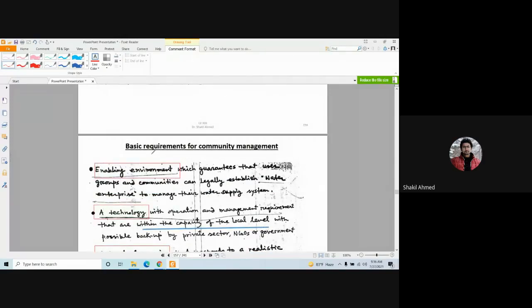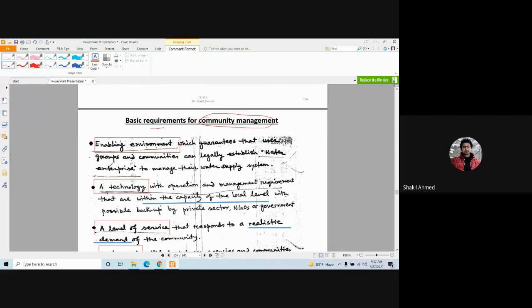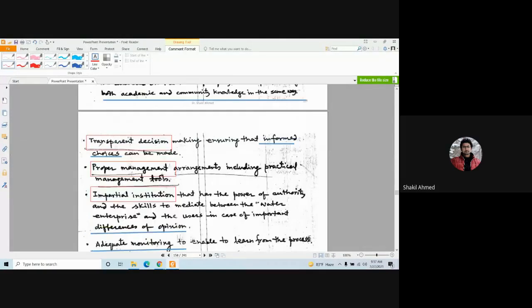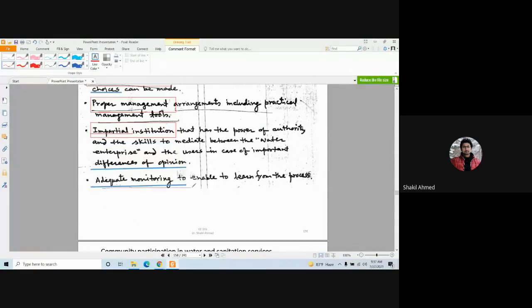So, basic requirements for community management. If you want to manage the community, that means if you want to ensure community participation, you need to make sure to enable an environment: sustainable technology, a level of service that responds to the realistic demand of the community, and partnership. Then transparent decision making, proper management, impartial institution, and adequate monitoring.